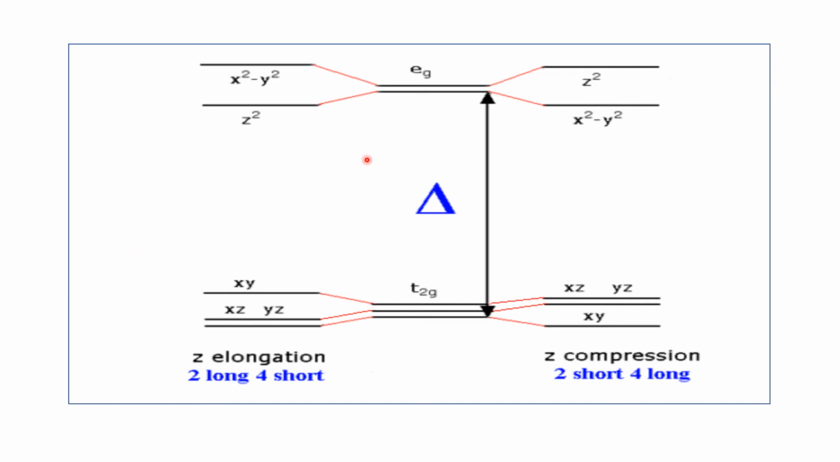This figure represents a case of Z elongation and Z compression as in the previous slide. In this case, as a result of Z elongation, we get 2 long and 4 short bonds. And in this case, Z compression occurs. Due to Z compression, we get 2 short and 4 long bonds.